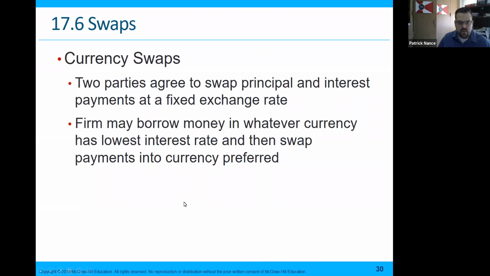All right, currency swaps. Two parties agree to swap principal and interest payments at a fixed exchange rate. A firm may borrow money in whatever currency has the lowest interest rate and swap the payments into the currency that is preferred. So if there's low interest rates on British pounds, you could borrow in British pounds and pay it back in dollars if there's higher interest rates in American dollars, or vice versa, whichever way that goes.